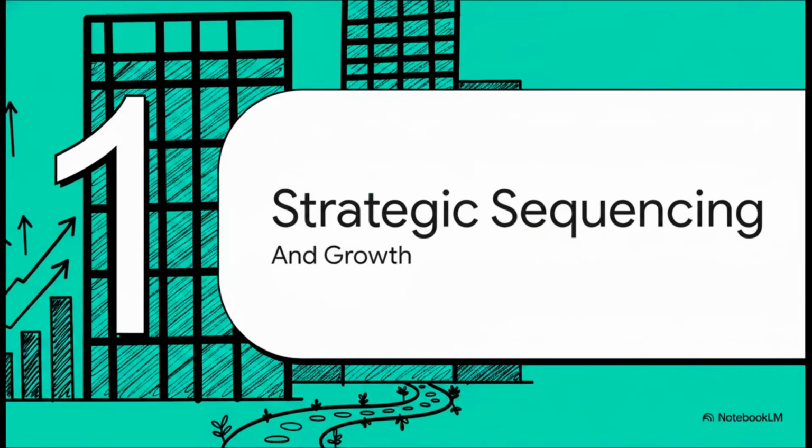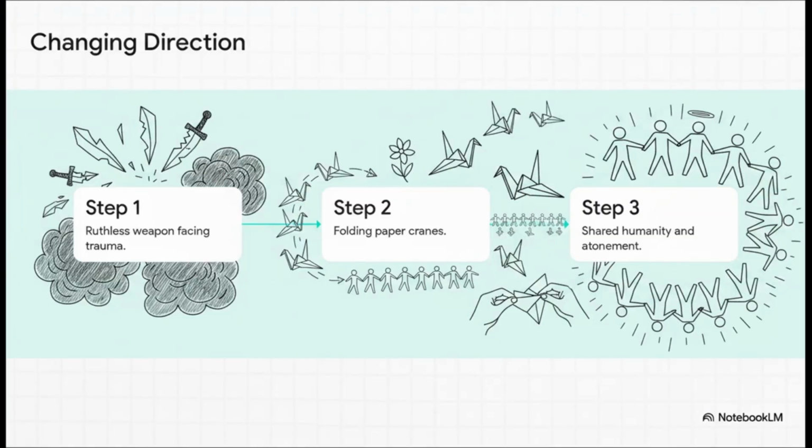Section 1, Strategic Sequencing and Growth. Right, so once you have your foundational title, you need to erect the frame of the building. A major trap that assessors call out all the time is relying on a rambling external plot. Instead, your structure really needs to focus on internal character shifts and the careful substantiation of ideas to show genuine growth or shift in perspective.